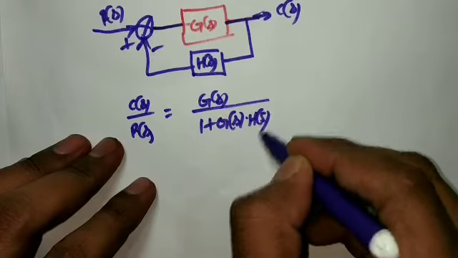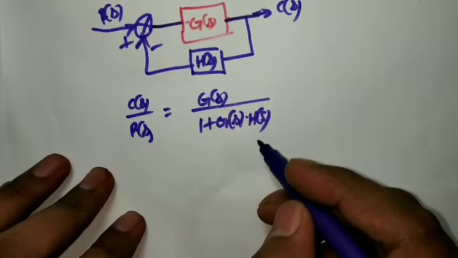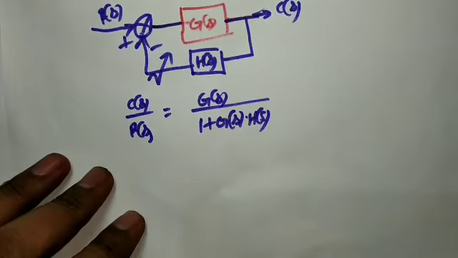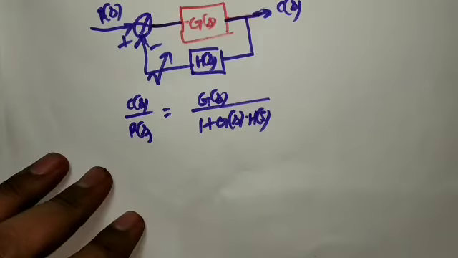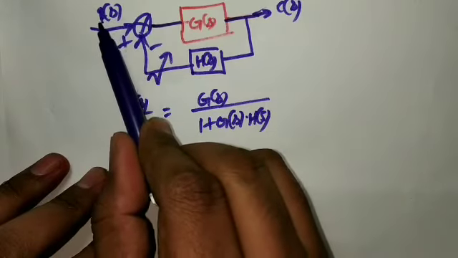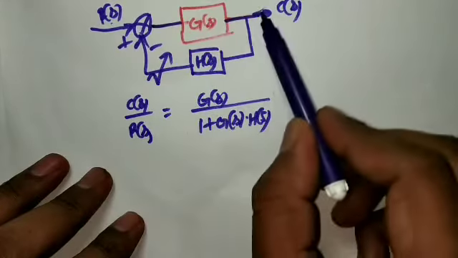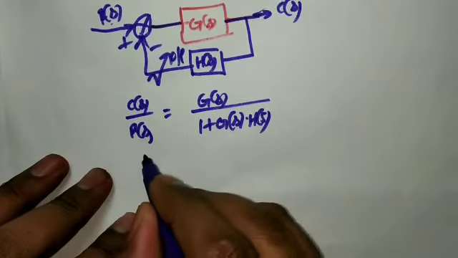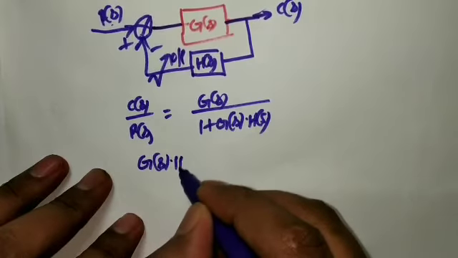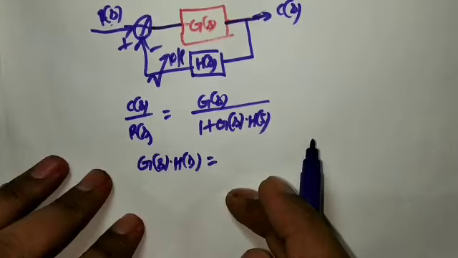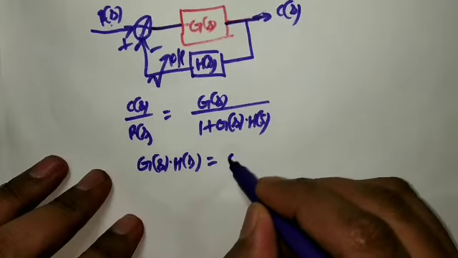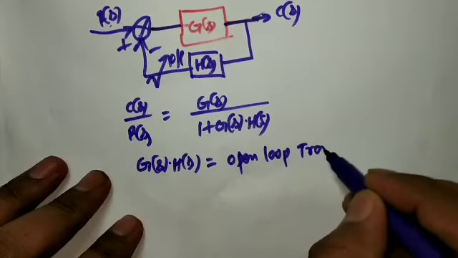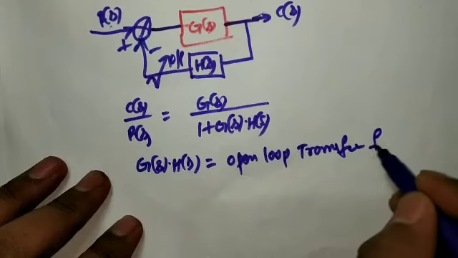into h of s. Now if I break this loop here, this will become the output, and here is r of s. In that case, I am going to write g of s into h of s. You will get g of s into h of s as the transfer function, which we call the open loop transfer function.